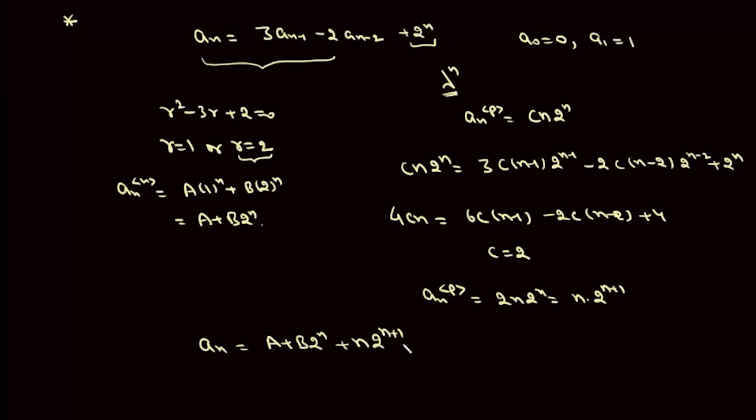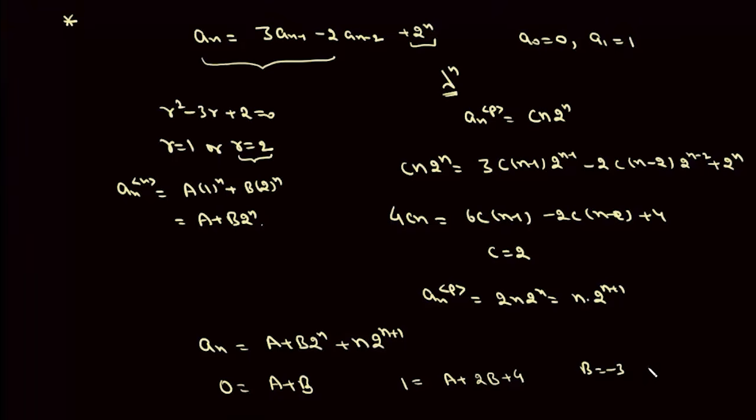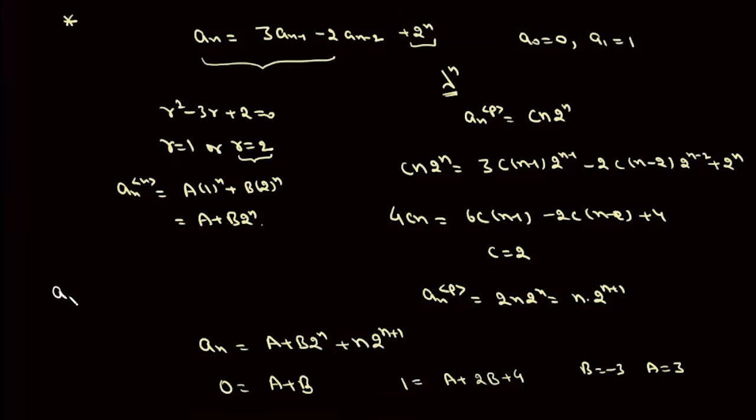Now we'll apply initial conditions. When n is 0, a_0 is 0, so a + b = 0. And if we apply n as 1, we'll get 1 = a + 2b + 4. So we'll get b as -3 and a will be simply +3. So the solution to this recurrence equation will be a_n = 3 - 3·2^n + n·2^{n+1}.